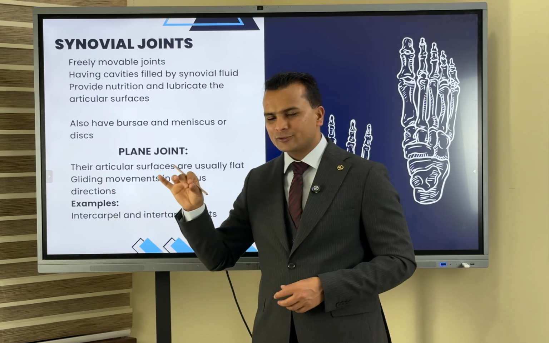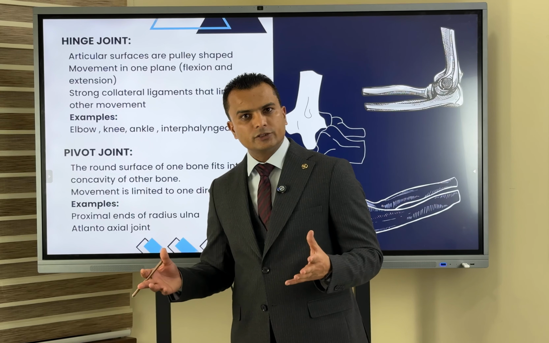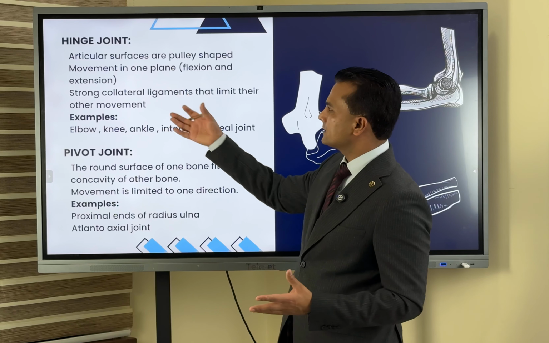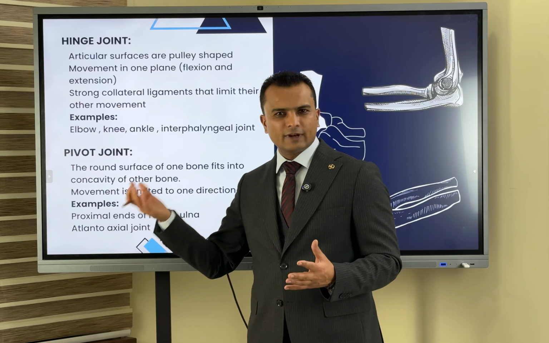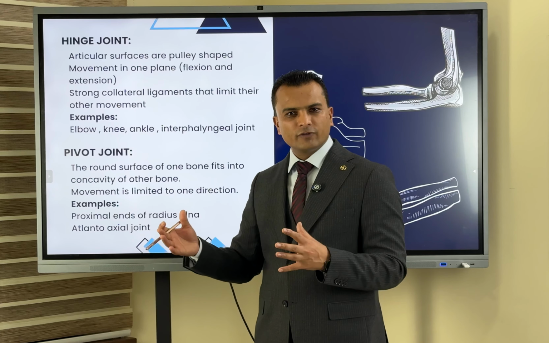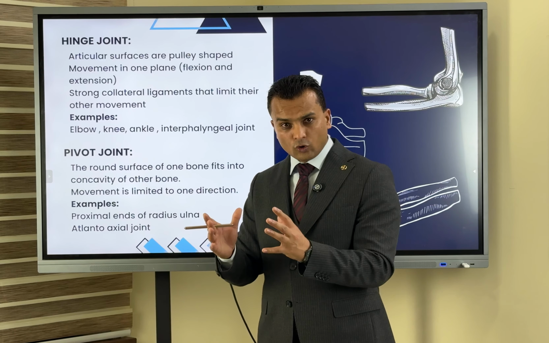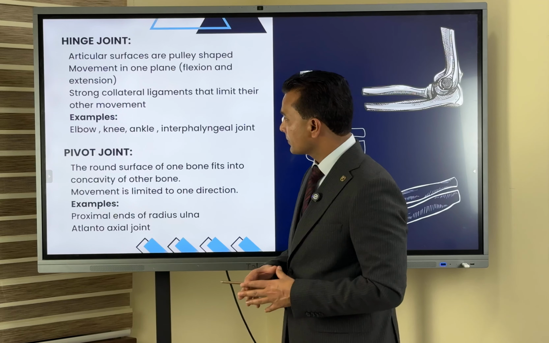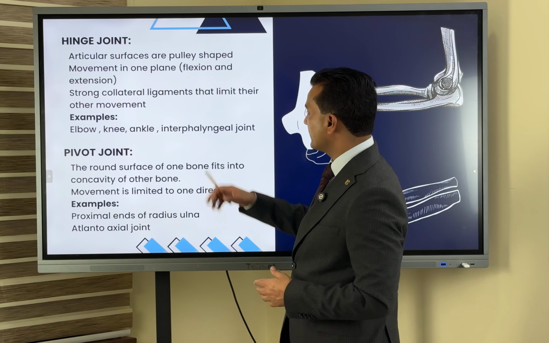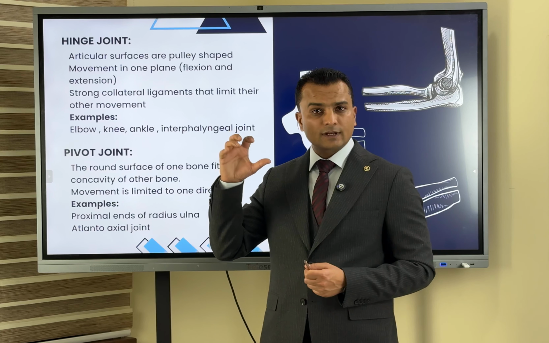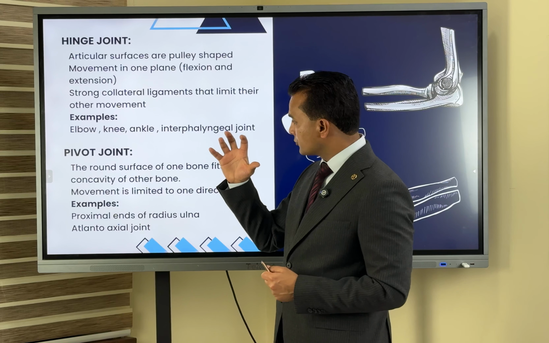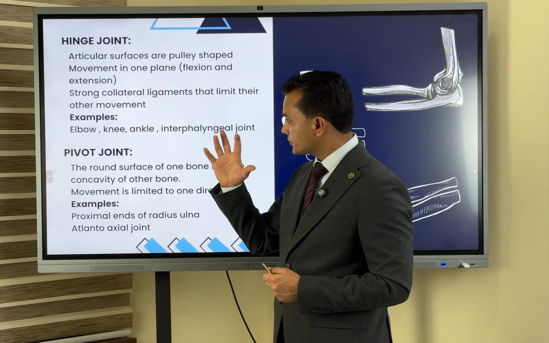Next, a very famous and common type of synovial joint, the hinge joint. The shape of these joints is like a pulley, and their role is flexion and extension. They move usually in one plane, and they have strong collaterals on the medial and lateral sides to prevent dislocation of the bones. Major examples of the hinge joint are the elbow joint, the knee joint, the ankle, and the interphalangeal joints. They also help in flexion and extension.